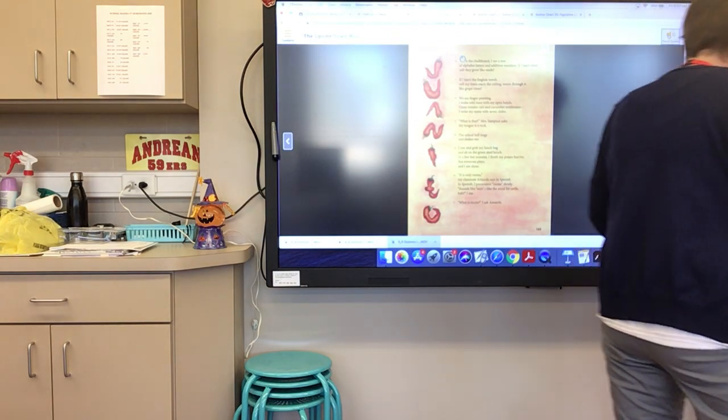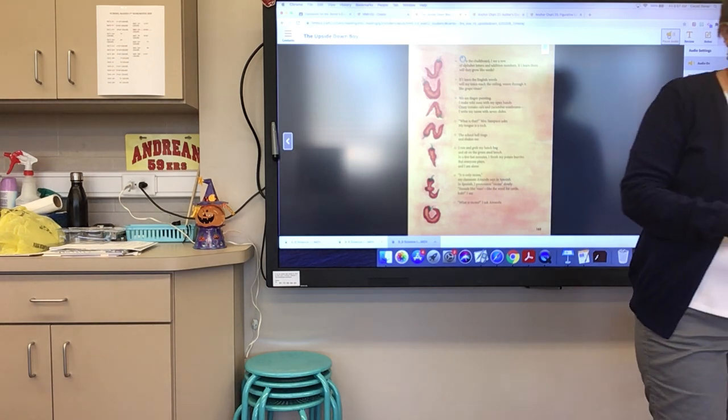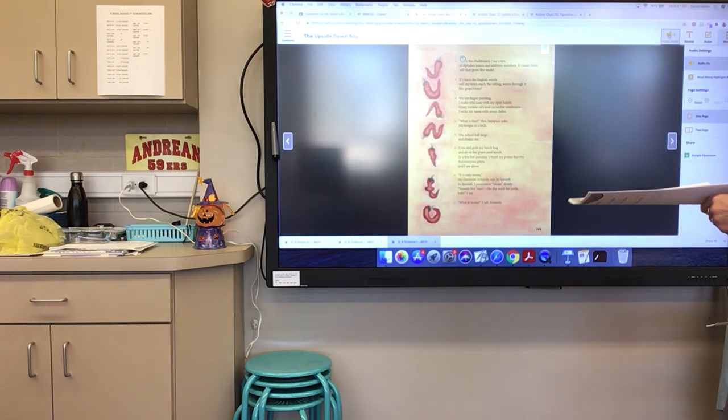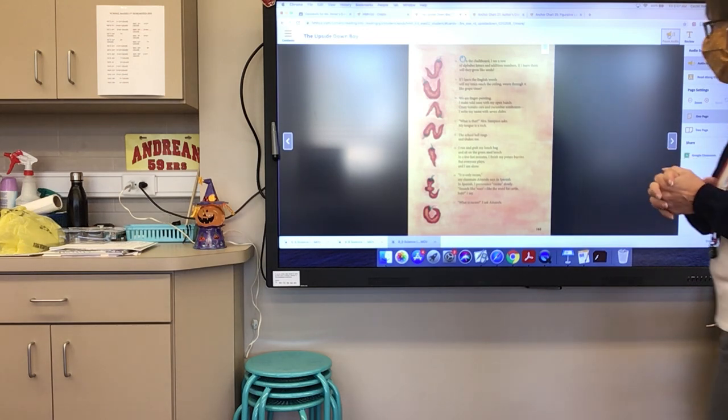On the chalkboard, I see a row of alphabet letters and addition numbers. If I learn them, will they grow like seeds? If I learn the English words, will my voice reach the ceiling, weave through it like grapevines? We are finger painting. I make wild suns with my open hands, crazy tomato cars and cucumber sombreros. I write my name with 7 chilies. What is that? Mrs. Sampson asks. My tongue is a rock. The school bell rings and shakes me.